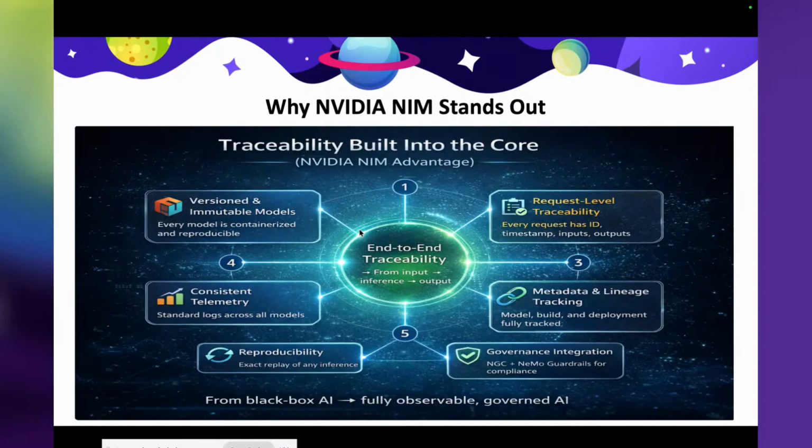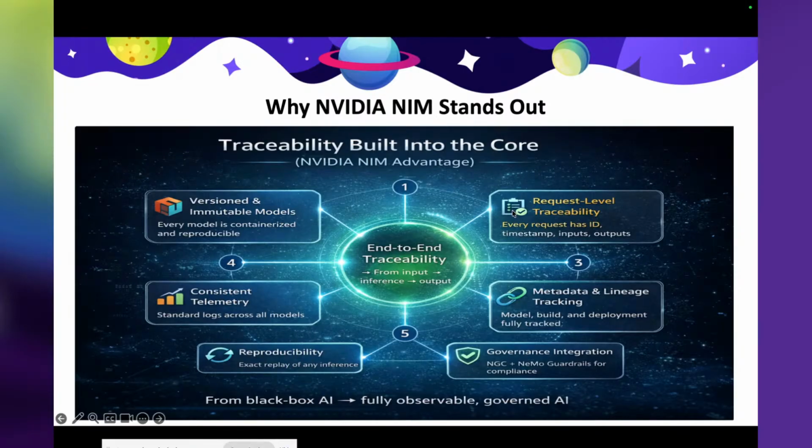If the output is weird, you can't debug it. With NIM, for every single request we get request-level traceability with complete reproducibility and replayability. For every request, we have the exact timestamp logged with the request metadata and the exact inputs, and you have the ability to replay it with the exact inference, because here we own the container. That's the beauty of it.